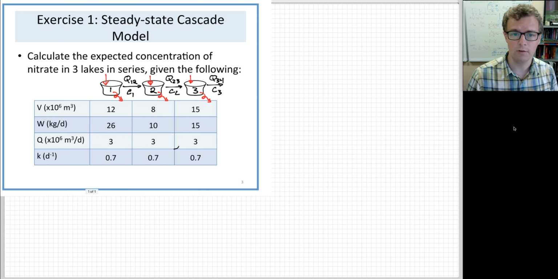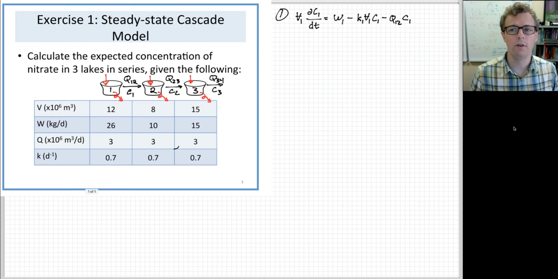Hopefully your schematic should look something like mine. For lake one, I'm going to write out the mass balance here. We've got our accumulation on the left-hand side, V1 dC/dt. On the right-hand side are loads as positive terms, W1 in this case, and then our sinks or removals of mass as negative terms, minus KVC minus Q21C1. That's our mass balance for lake number one.